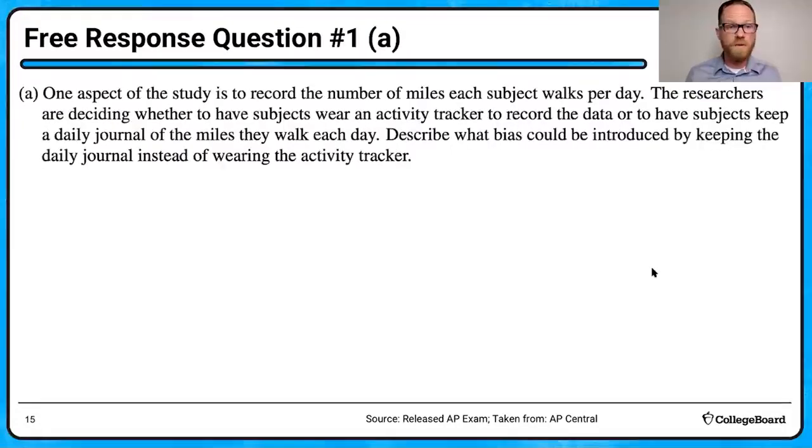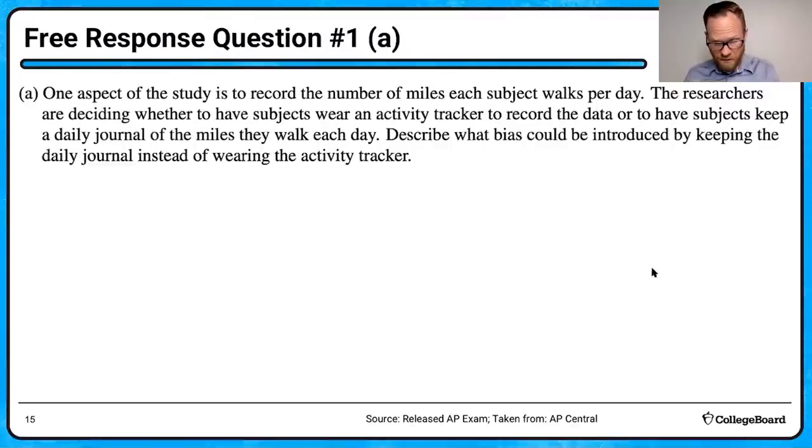Part A. One aspect of the study is to record the number of miles each subject walks per day. The researchers are deciding whether to have subjects wear an activity tracker to record the data, or to have subjects keep a daily journal of the miles they walk each day. Describe what bias could be introduced by keeping the daily journal instead of wearing the activity tracker. So take just a moment to think about what approach you might take to this question.